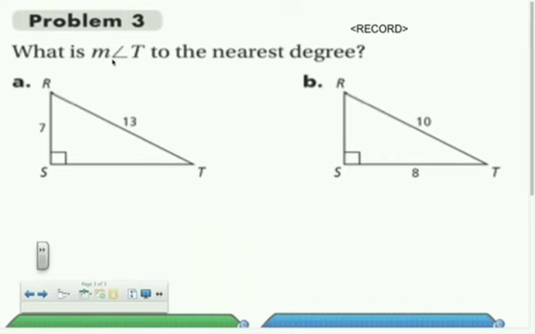So looking at angle T, what is 7? Is it opposite, adjacent, or hypotenuse? It's opposite. How about the 13? What is that? It's the hypotenuse. So I need the ratio that uses opposite and hypotenuse, and that's the sine.